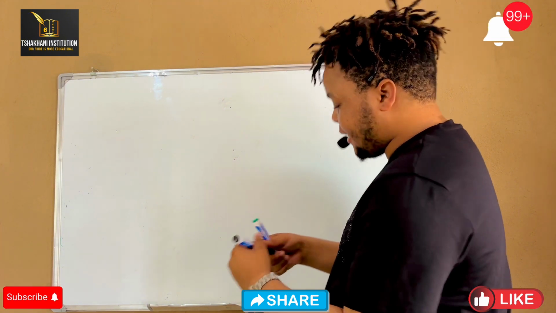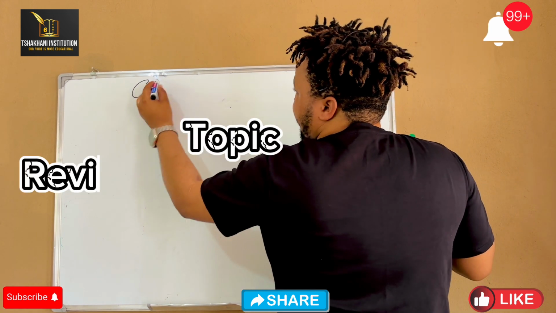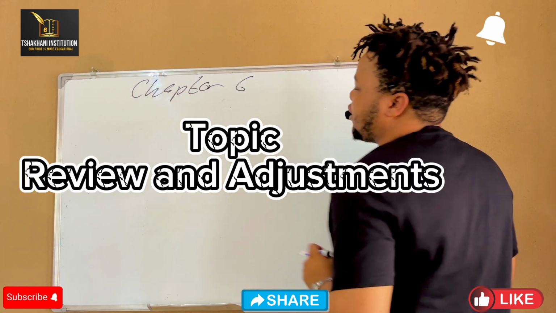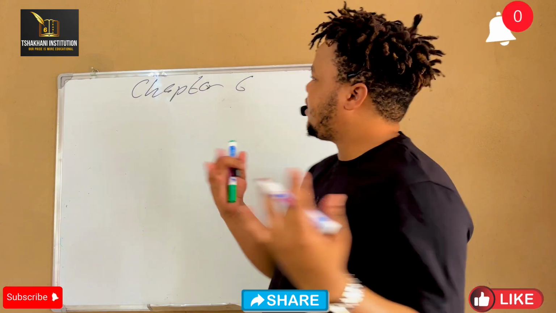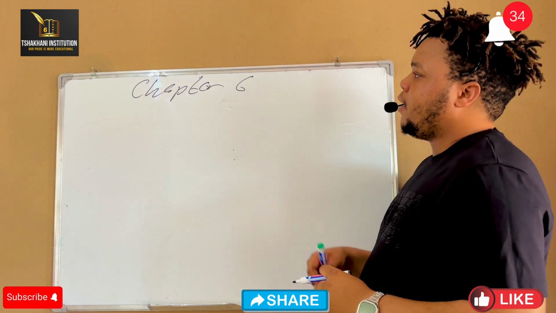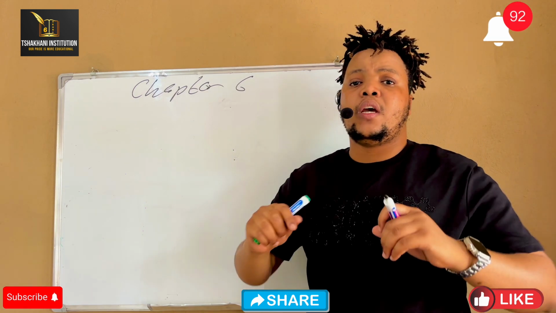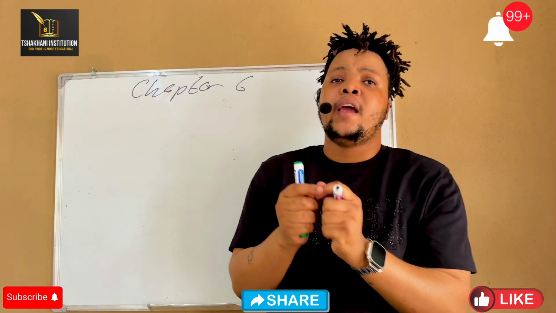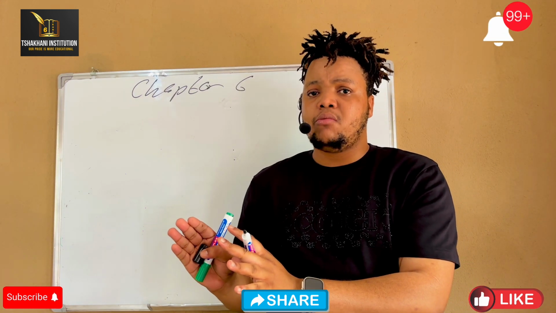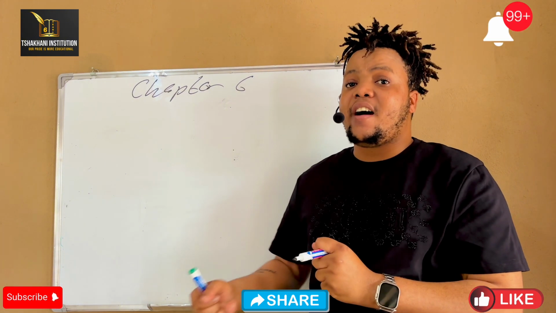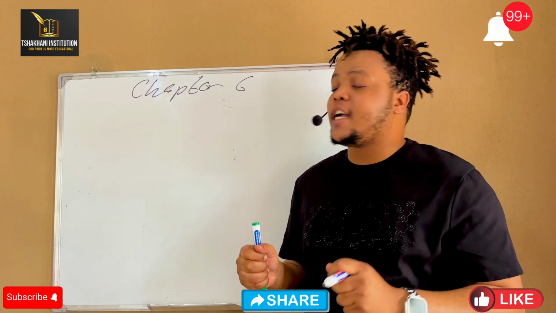So let's get started. Today, I want us to look at chapter 6. And why I like this chapter is that it is about reviewing and adjustment. Are we all together? We are about to review and also adjust, which is very important in accounting.